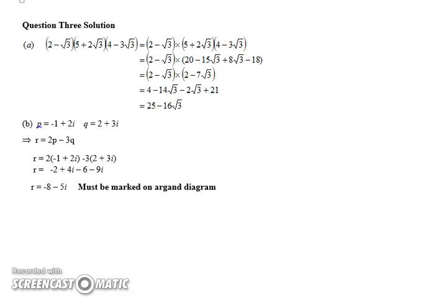Question 3, when you're expanding 3 brackets, you've got to do 2 at a time. So if you had something like just 2 times 3 times 4, 2 times 3 is 6 times 4. Well, here I'm going to do the second 2 brackets first. Does that make sense? And after I've expanded the second 2 brackets and collected terms, I'll then multiply that by the first.